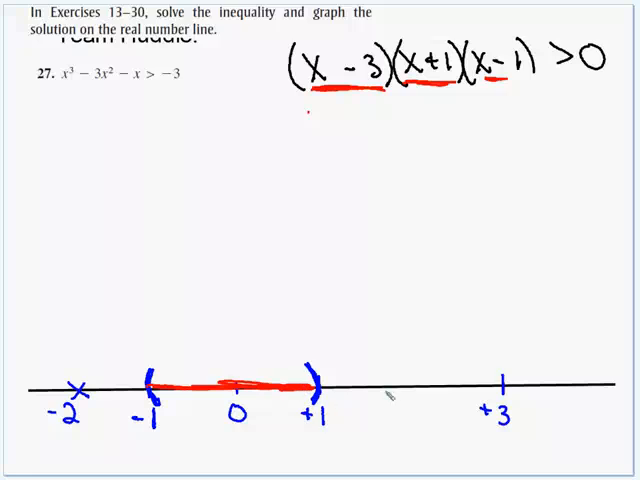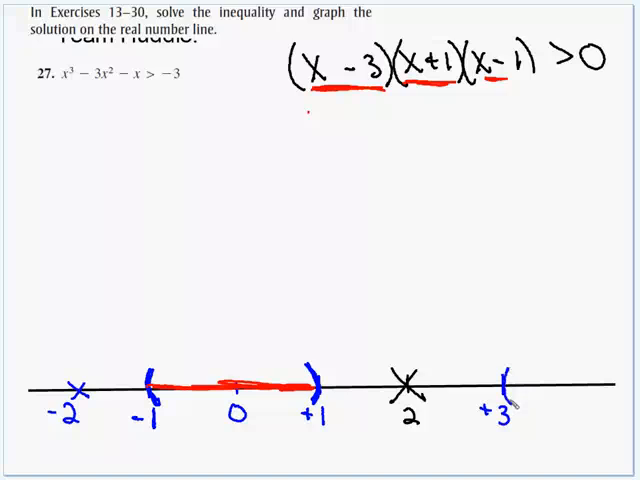And now, between 1 and 3, use a 2. 2 minus 3 is negative. 2 plus 1 is positive. 2 minus 1 is positive. Negative times positive is negative. Negative times that positive is negative. Is a negative number greater than 0? No. So this is not part of the solution set.